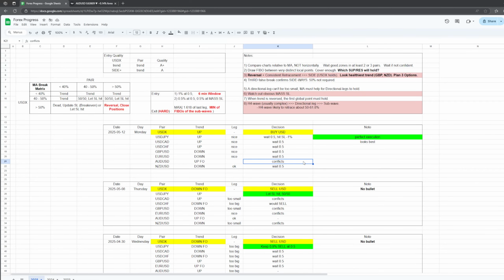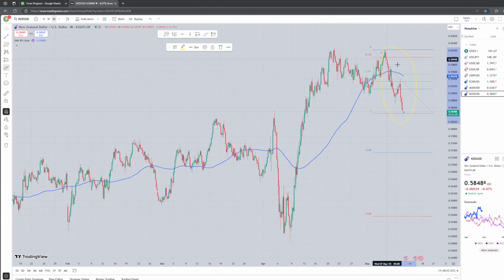Okay, New Zealand dollar USD. So here we have the New Zealand dollar USD market that has been consistently behaving below the blue moving average line. Leg size is nice compared to other directional legs. It is considered nice, and currently a down leg is forming, and we just need the market to retrace at least the 50 to 60% good zone here. Then we will start selling USD.